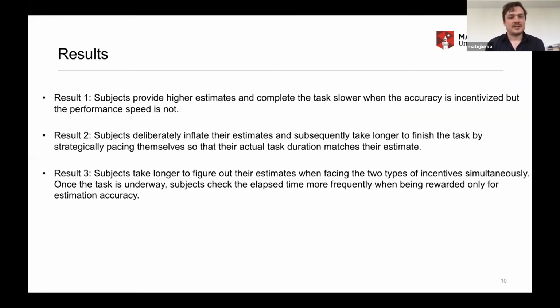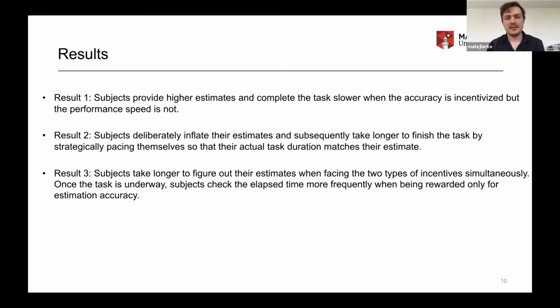So to wrap up the results, what we found is that subjects do provide higher estimates and then complete the task slower when the accuracy is incentivized, but the speed is not. We also find support for deliberative inflation, so they deliberately inflate their estimates, they know exactly what they're doing, and then subsequently take longer or outright wait by the end of the task. They pace themselves so that their actual task duration matches their estimate.